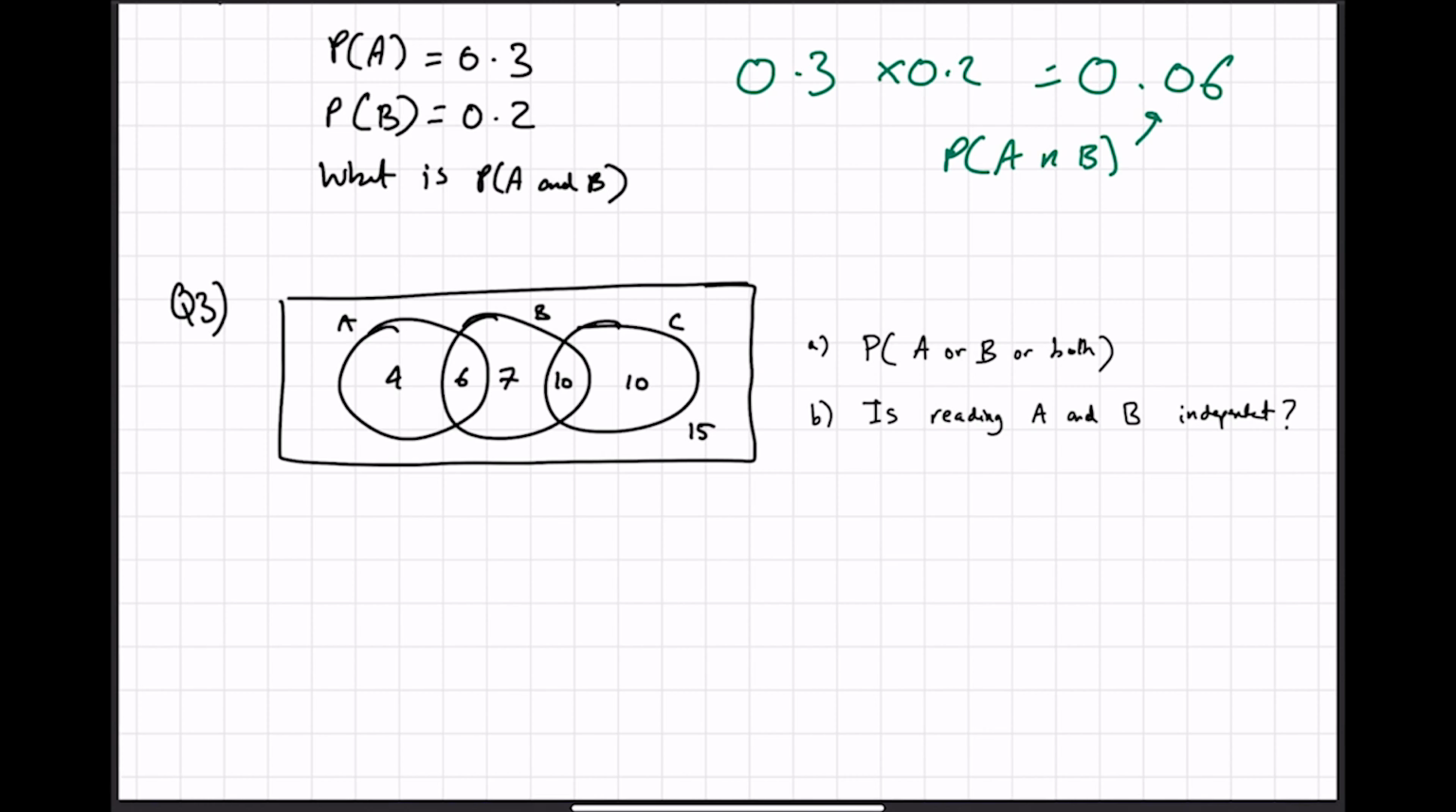So the probability of A or B or both would be the probability of A happening, or B happening, or both, so everything in between. Basically, what we're trying to say is everything in these circles here. So it's quite simply going to be 4 plus 6 plus 7 plus 10, divided by how many we have in total in this question.